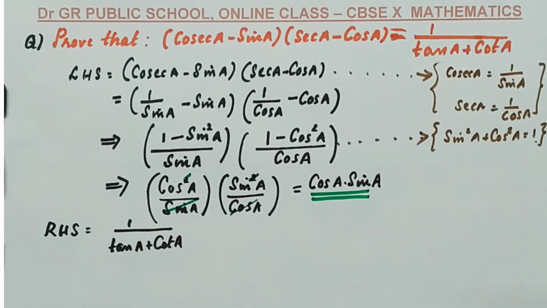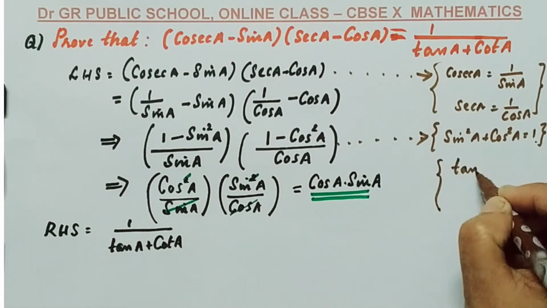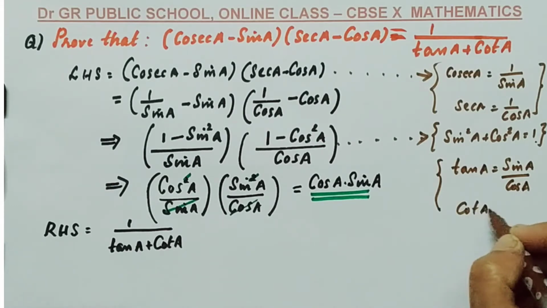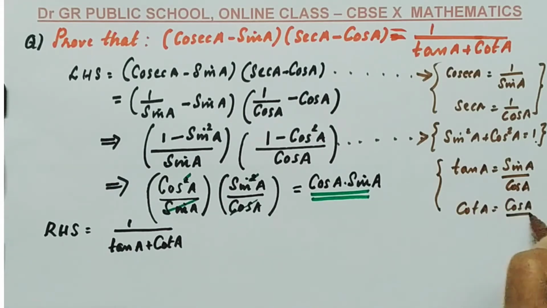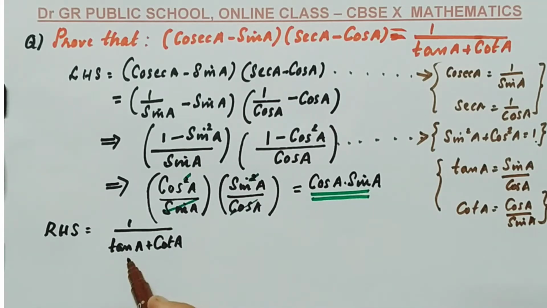But I need to get the answer in terms of cos A and sin A. How do you get cos A and sin A from tan A and cot A? Again we can apply the identity. You know that tan A equals sin A by cos A and cot A can be replaced with cos A by sin A. So to get the answer in terms of cos A and sin A, I need to apply the formula for tan and cot in terms of sin and cos.